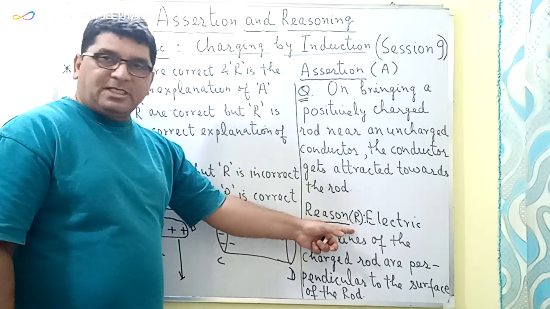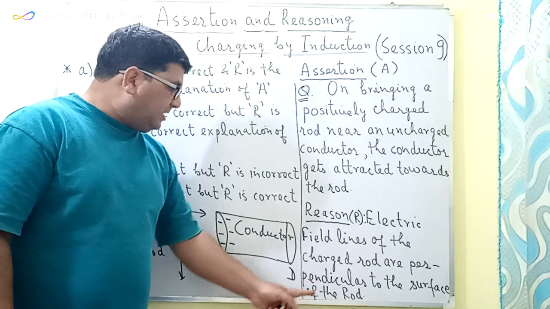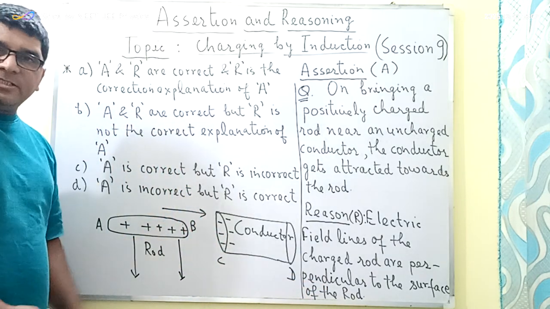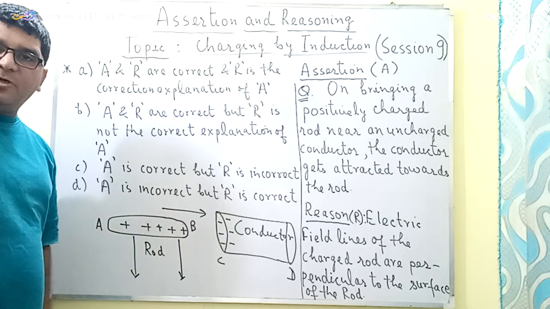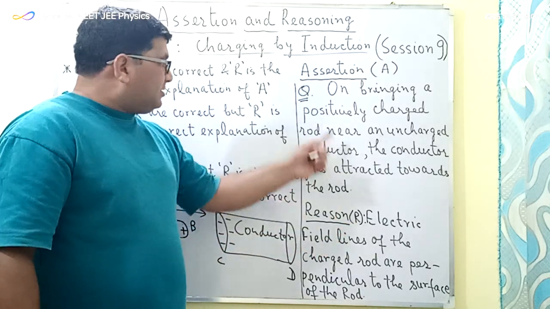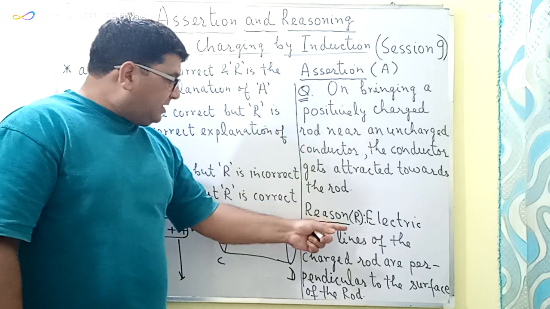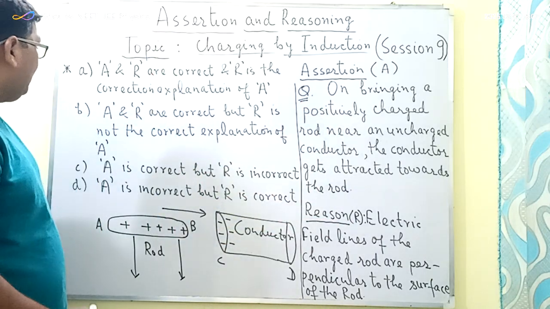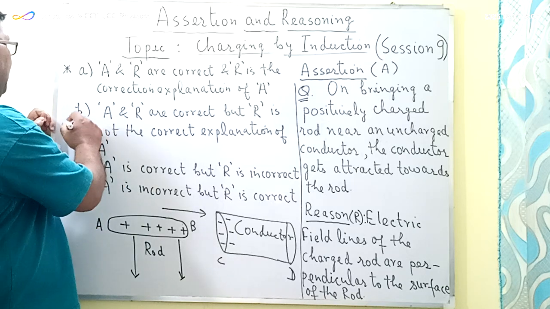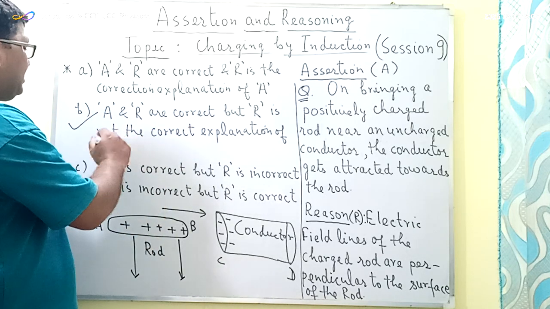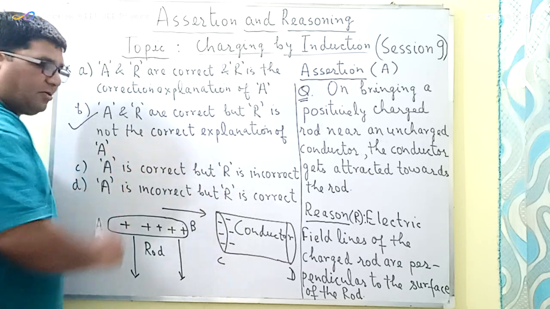However, the reasoning is correct. That is, the electric field lines will be perpendicular to the surface of the rod and it will be directed away from it because it is a positively charged rod. So this reasoning is correct. The assertion is also correct. However, the reasoning is not the correct explanation of assertion. So here the option B is correct. That is, assertion and reasoning are correct, but the reasoning is not the correct explanation of A.